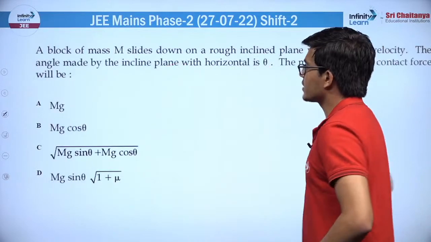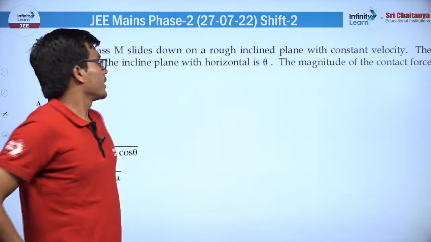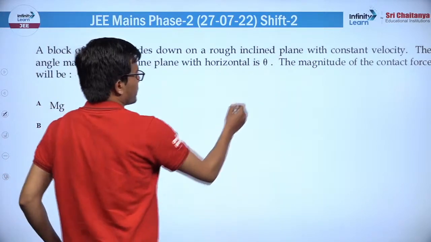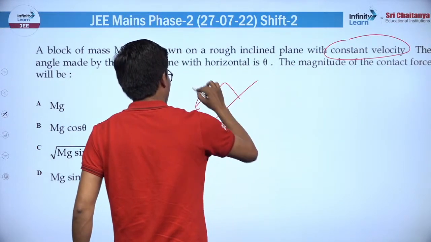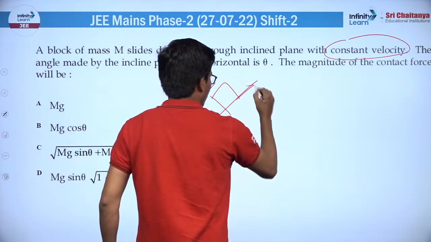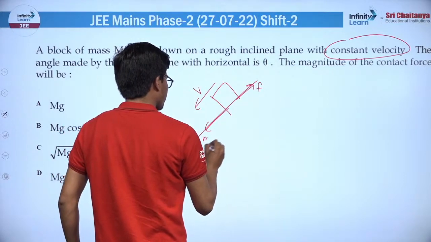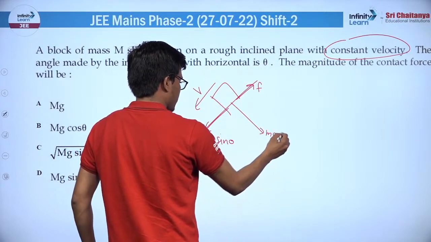Moving to the next question, a very simple question. We generally do this question while reading the chapter. A block of mass m, the word is important, it is moving with a constant velocity. If velocity is constant, the net force has to be 0 because acceleration is 0. It means friction and mg sin theta both have to be balanced.